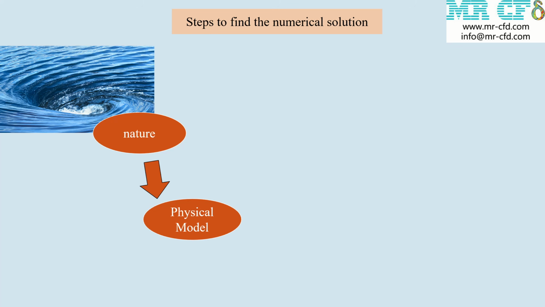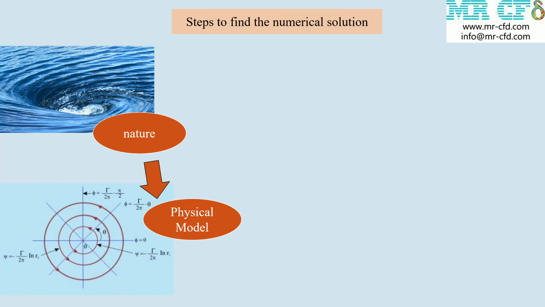2. Develop a physical model. We need to develop a physical model that represents the flow characteristics and boundary conditions of the problem. In the whirlpool example, you might model this using a vortex within a free stream, assuming an incompressible flow.